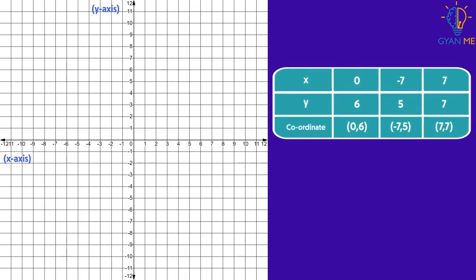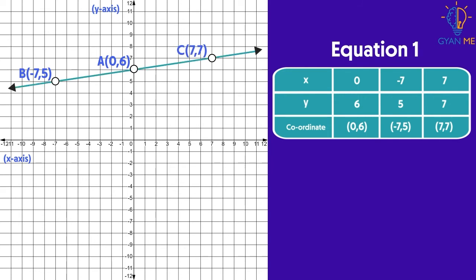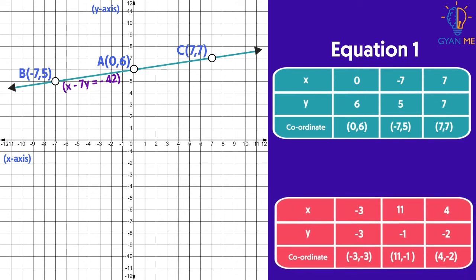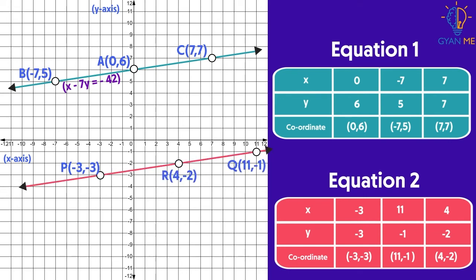Let us plot points A, B, C of first equation. Plot point A, that is take 0 on x-axis and 6 on y-axis. Similarly, plot points B and C. Now, join these points and observe. Yes, we get a straight line. Similarly, plot points P, Q, R of second equation, taking their proper coordinates on x-axis and y-axis. Again, join all these points and get the second line on the same graph paper.